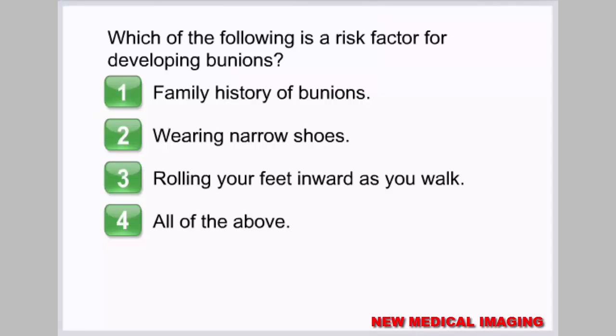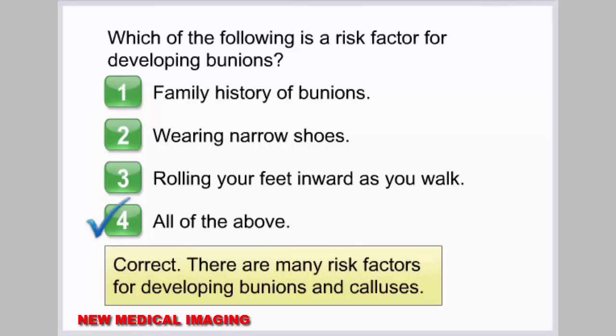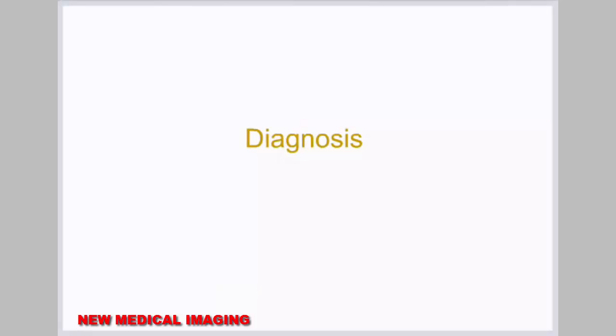Which of the following is a risk factor for developing bunions? Choose one of the following options. 1. Family history of bunions. 2. Wearing narrow shoes. 3. Rolling your foot inward as you walk. 4. All of the above. Correct. There are many risk factors for developing bunions and calluses. Diagnosis.